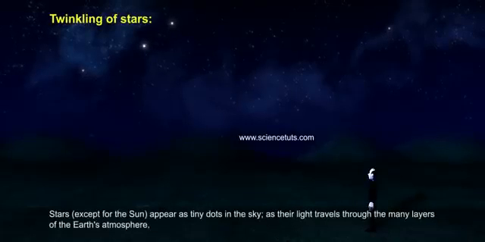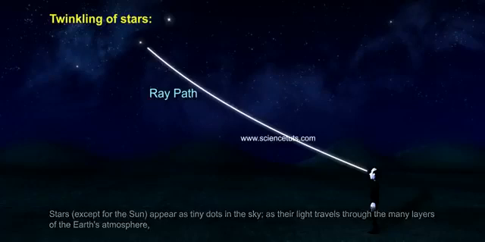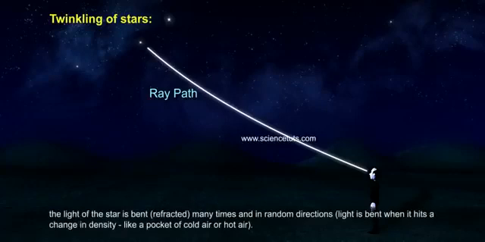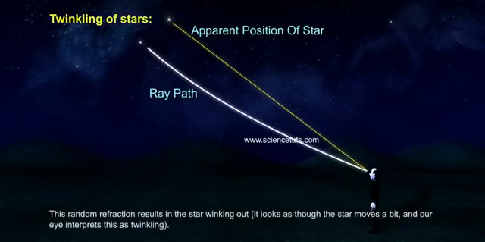Stars, except for the sun, appear as tiny dots in the sky. As their light travels through the many layers of the Earth's atmosphere, the light of the star is bent, refracted many times, and in random directions. Light is bent when it hits a change in density, like a pocket of cold air or hot air. This random refraction results in the star winking out. It looks as though the star moves a bit, and our eye interprets this as twinkling.